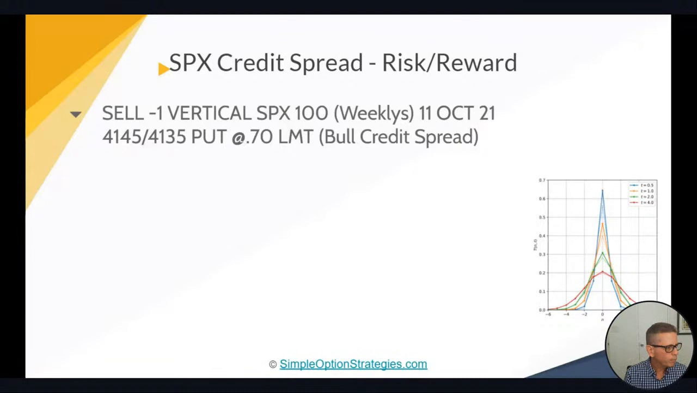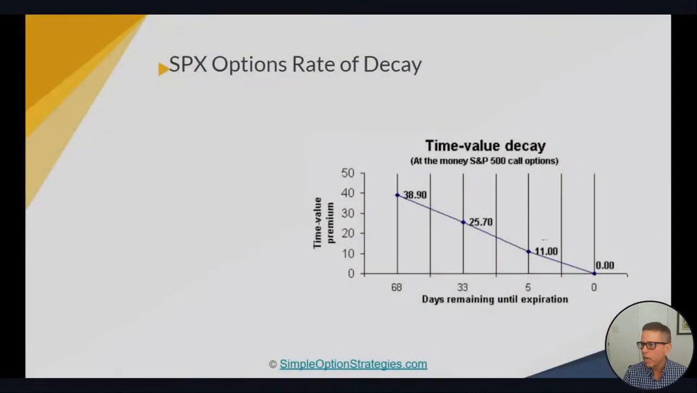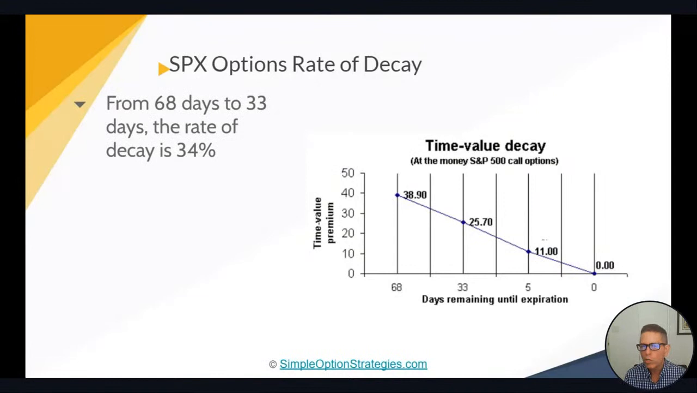Moving on, the risk reward on this trade is $1,000 minus the $70 credit that you received. So the max loss is $1,000 minus the 70, so it's $930, which you can lose on this trade. I'm going to constantly remind you of that, because management is key to being successful with this trade. Let's talk about the decay in options, because this is very important. From 68 to 33 days, the rate of decay is 34%.